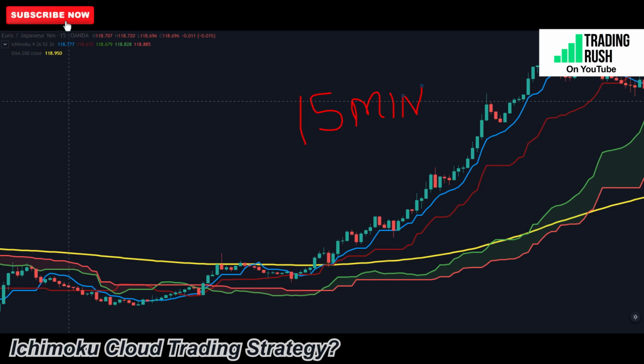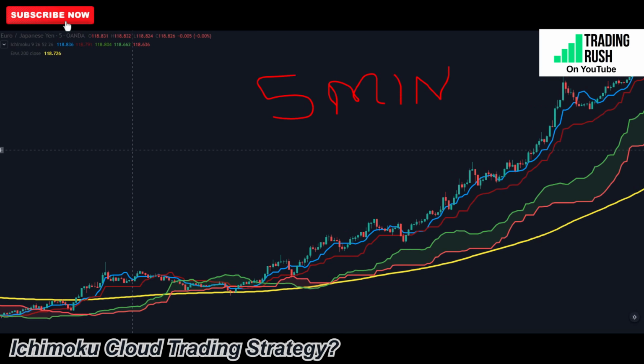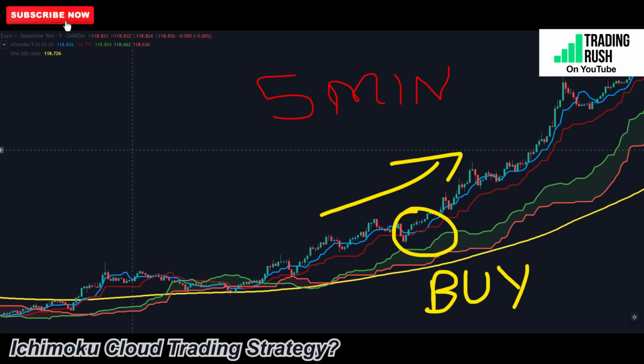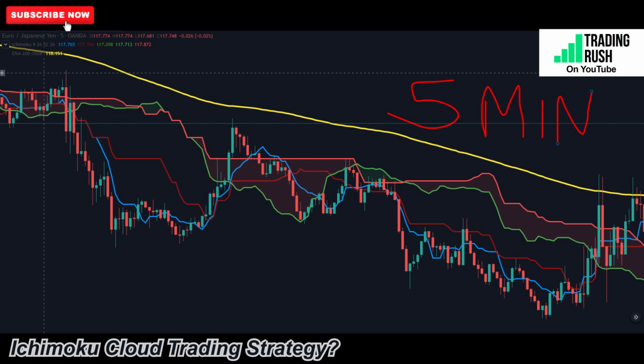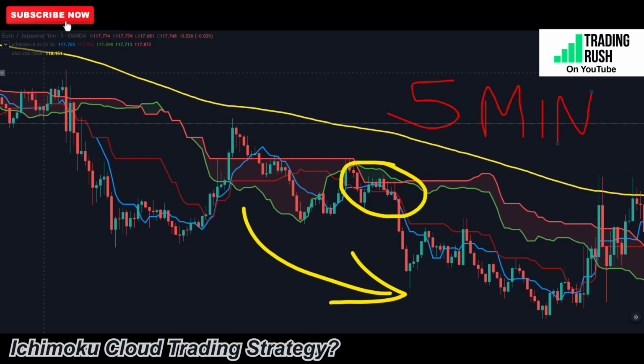If it is above the cloud on the 15 minutes, come back to your 5 minutes time frame and only look for buy signals and only take long trades if price is also above the Ichimoku cloud. Similarly, if the price is below the cloud on 15 minute, you should only take sell signals if price is also below the cloud on 5 minutes.